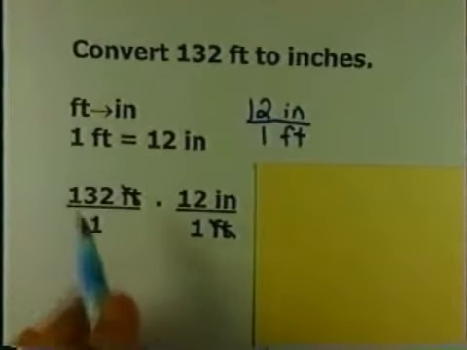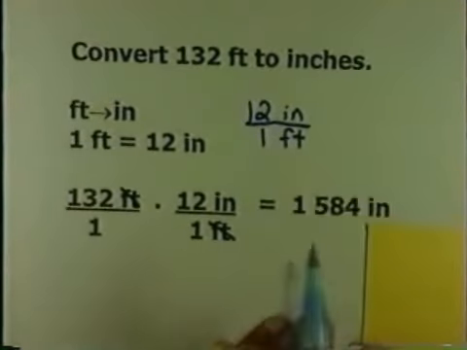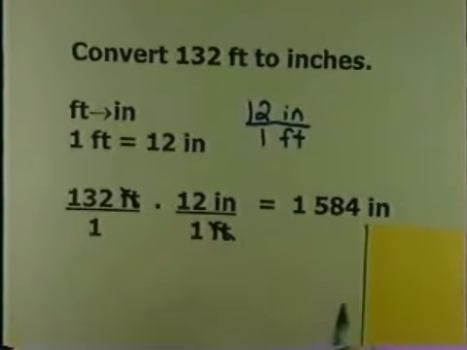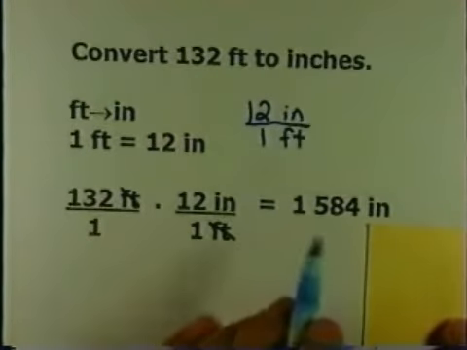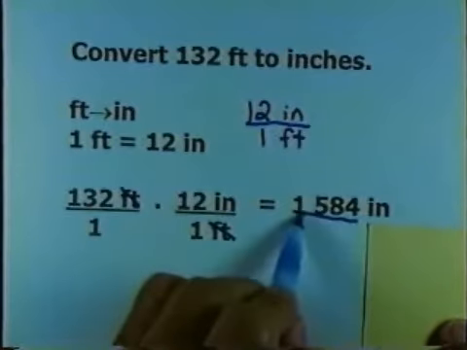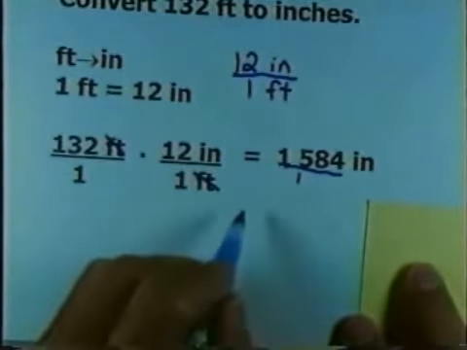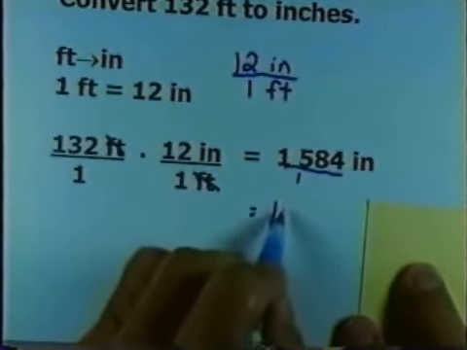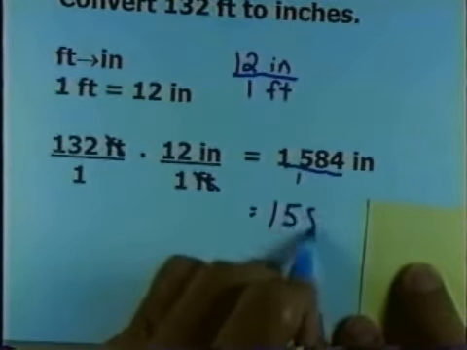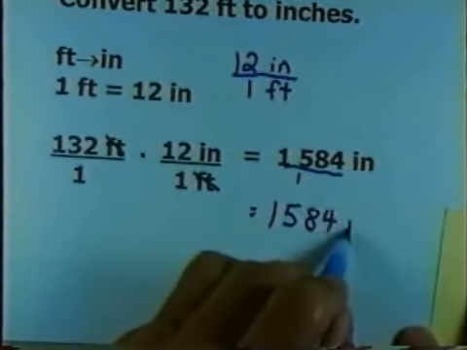And now I'll simply multiply 132 times 12 to get 1,584. 1 times 1 is 1, so I could put it over 1. So, 1,584 inches.